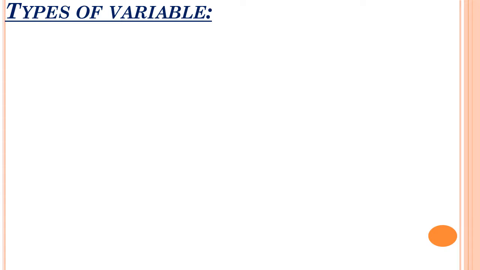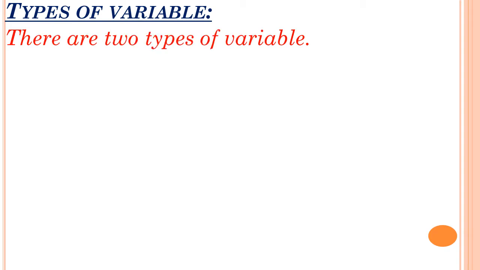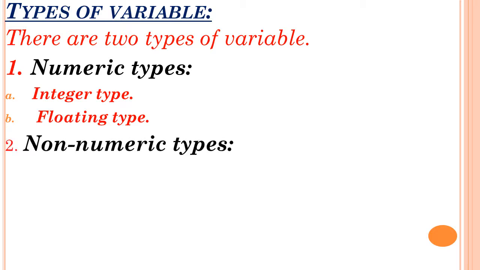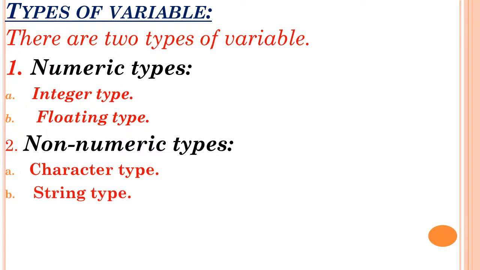Next is about types of variable. In a variable there are two types. First one is numeric type. In that numeric type again there are two types: first one integer type, second one floating type. Second type of variable is non-numeric type. In that also there are two types, character type and string type.